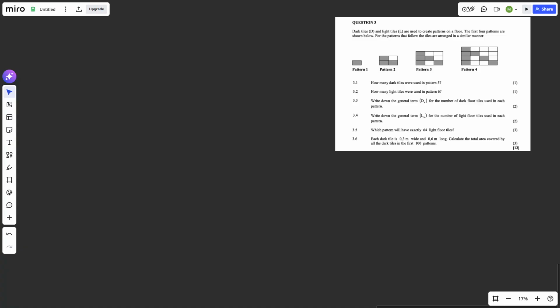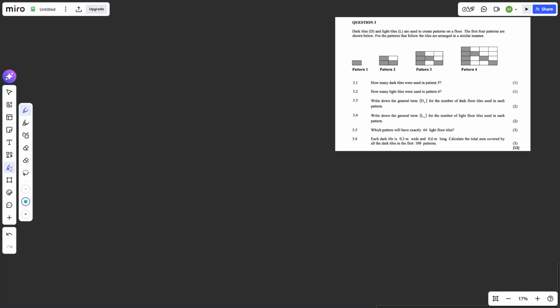So, in today's video, we'll be tackling a bit of number patterns. In this question here, we are given dark tiles and light tiles. These are used to create patterns on the floor. The first four patterns are shown below. So we've got pattern 1, 2, 3, and 4.